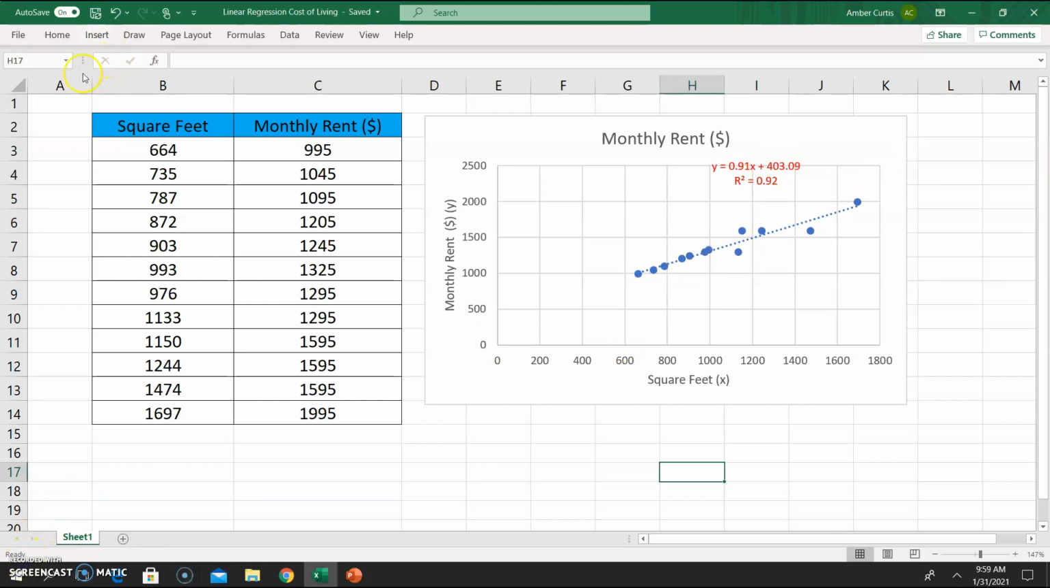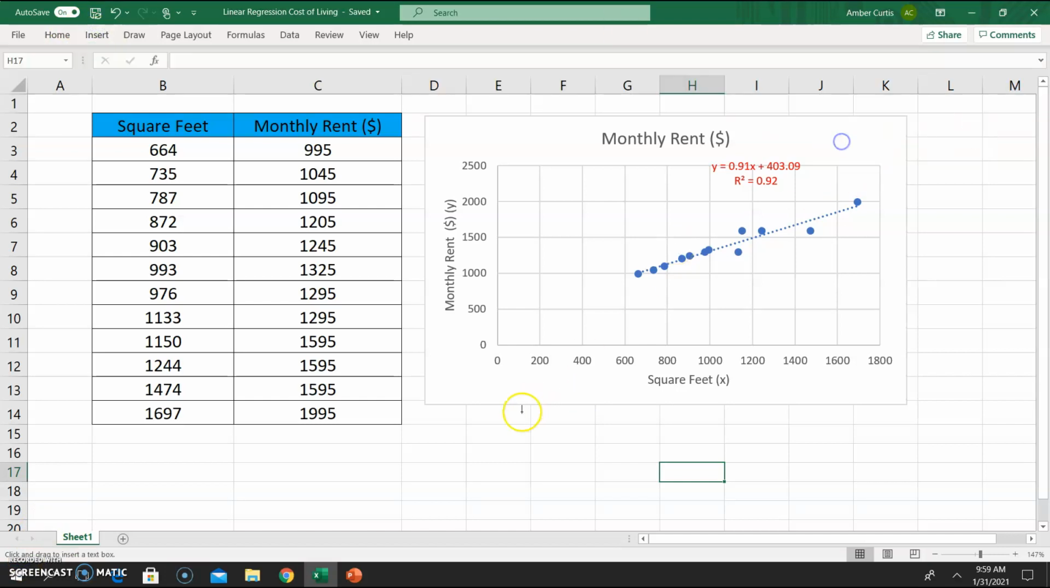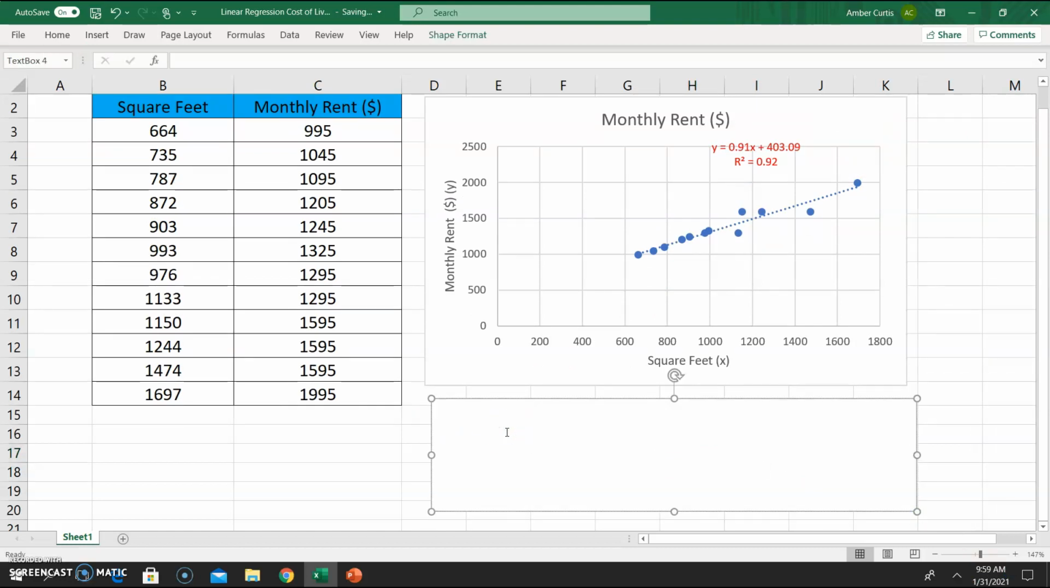All right, so let's just write out our answer. So I'm going to insert a text box for us. So we know the first question was, what is the linear regression equation? And for us, that is y equals 0.91x plus 403 and 9 cents.